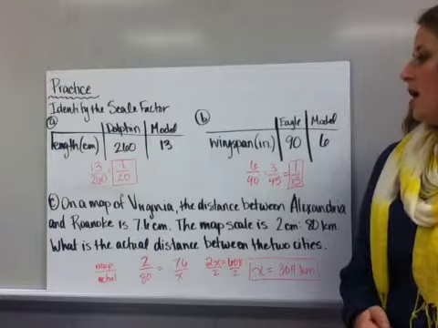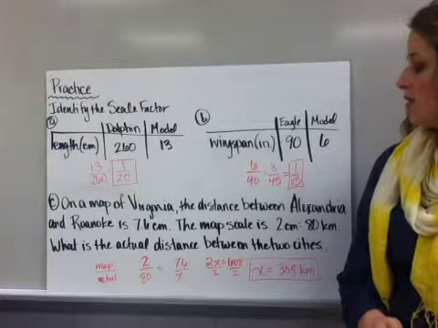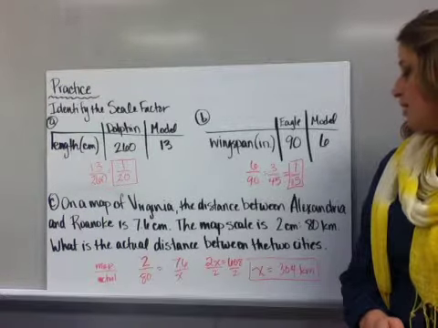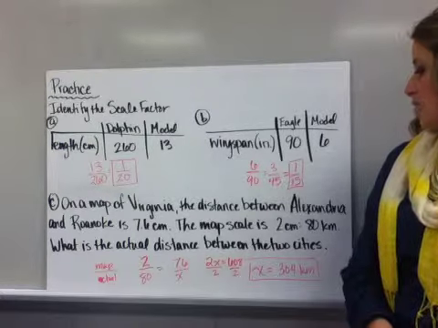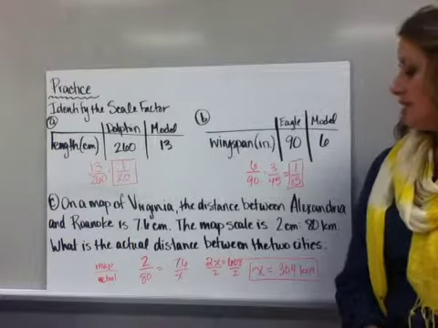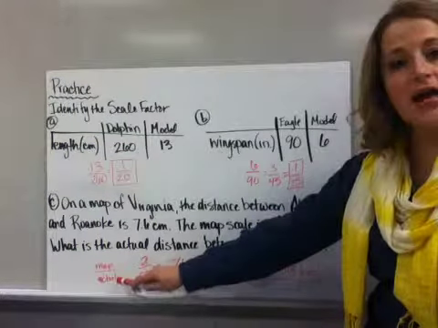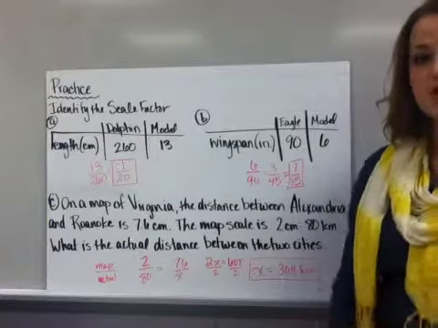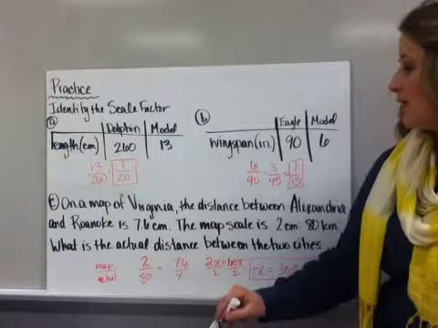On part C, on a map of Virginia, the distance between Alexandria and Roanoke is 7.6 centimeters. The map scale is 1 centimeter to 80 kilometers. What is the actual distance between the two cities? So the ratio is comparing the map length to the actual. A lot of times I'll draw that as a code for myself so I remember which numbers go on top of my ratios. So 2/80 is that ratio.